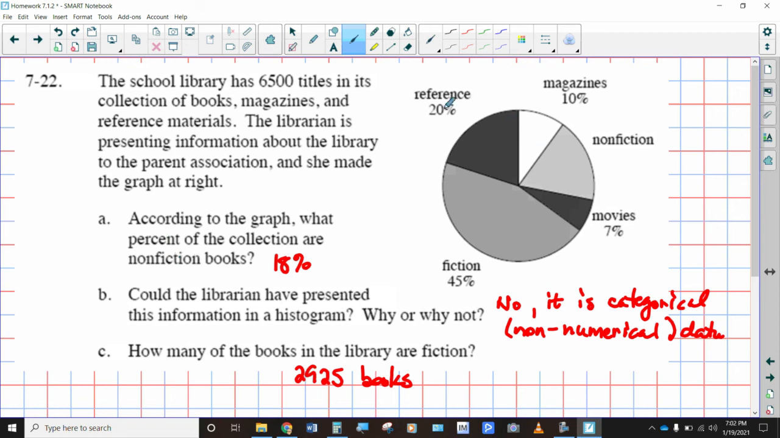Well, we have to add these together. So you got 20, 30, 75, and 82. So the rest of it has to add up to 100. So this must be 18% because 18 plus 82 is 100%.